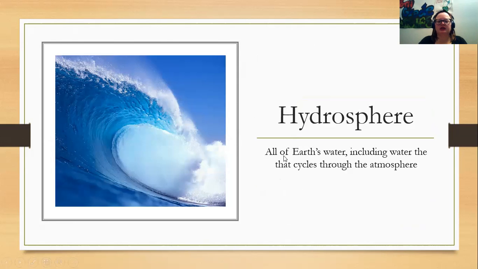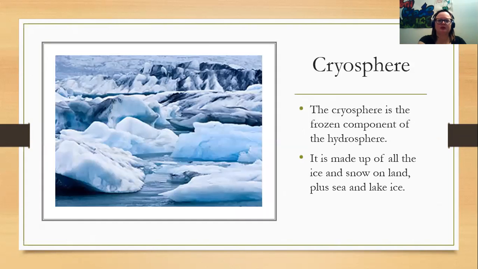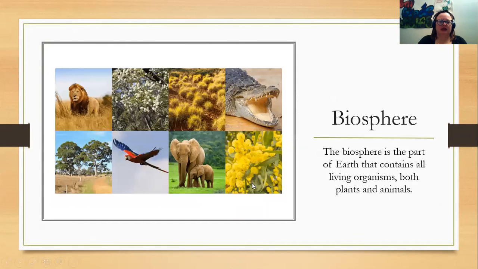The hydrosphere is all of Earth's water, including the water that cycles through the atmosphere, which would be like clouds and rain and fog and humidity. So the cryosphere is the frozen component of the hydrosphere. It is made up of all the ice and snow on land plus sea and lake ice. And the biosphere is the part of Earth that contains all living organisms, both plants and animals.